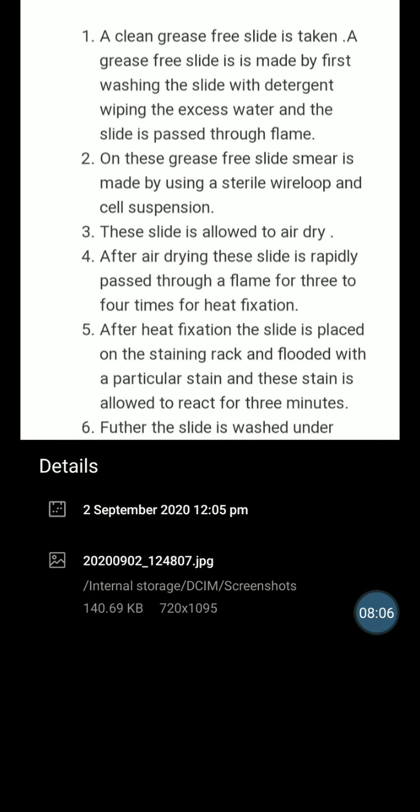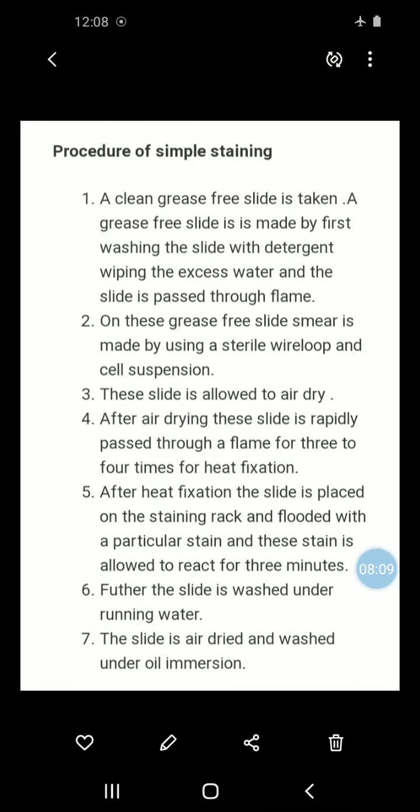Next, after the heat fixation, the slide is placed on the staining rack and it is flooded with a particular stain, or a drop of the particular stain is added, and this stain is allowed to react for 3 minutes.